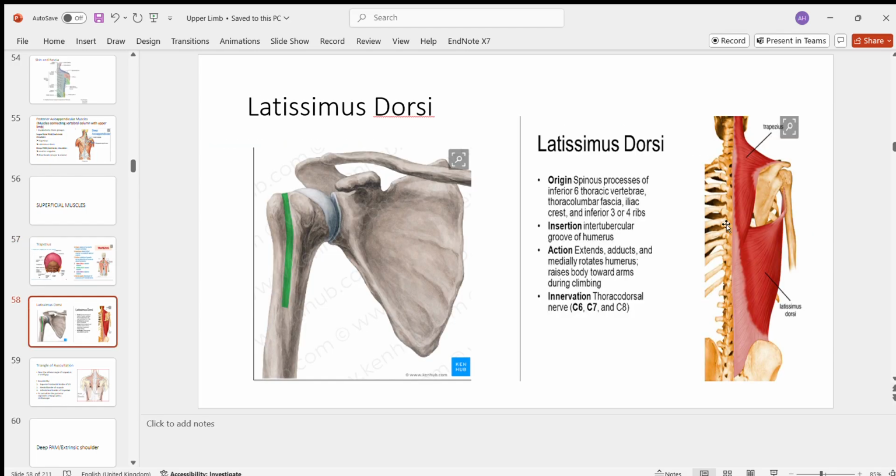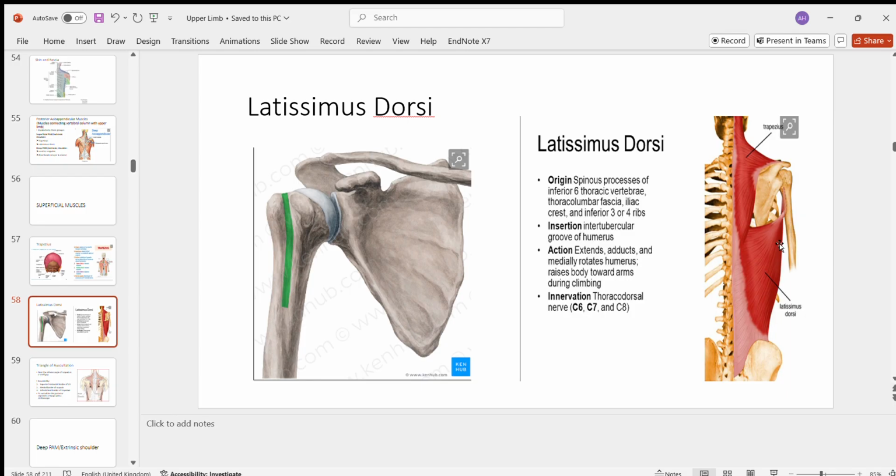The next muscle is latissimus dorsi. As I've mentioned in the previous slide, trapezius originates from above and latissimus dorsi originates from below. So the origin of latissimus dorsi is from the iliac crest, the thoracolumbar fascia, the inferior 3 or 4 ribs, and the spinous processes of the inferior 6 thoracic vertebrae here. So this entire large fan-shaped muscle is called the latissimus dorsi. At this region, the lower fibers of trapezius overlap the latissimus dorsi muscle. The insertion of latissimus dorsi is on the humerus in the intertubercular groove of the humerus here.